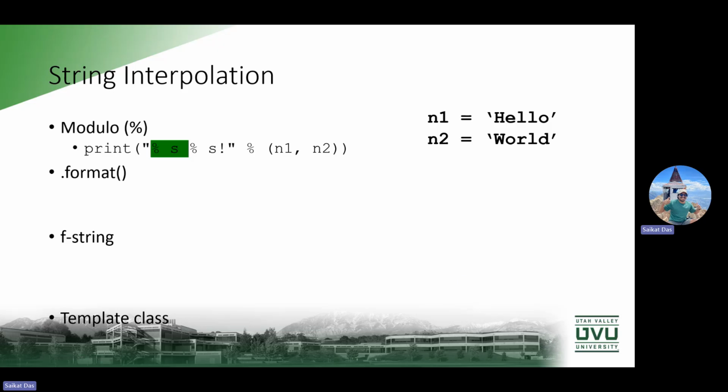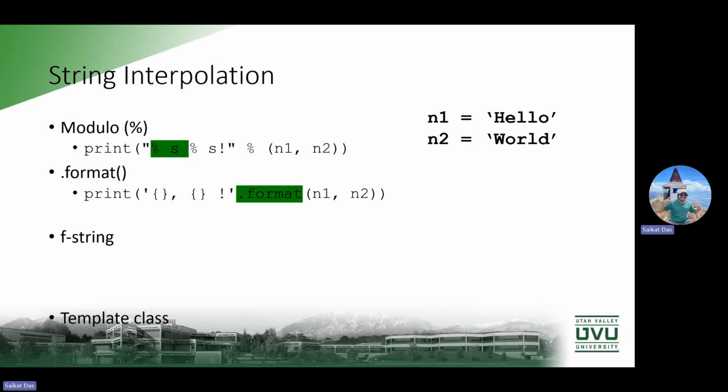Here are some examples of the modulo operator. If it is a string, we need to use %s. If it is an integer, we need to use %d. If it is a float, we need to use %f. But it's still an old version. But at least you need to know how you can work with those. So N1 is hello, N2 is world. Those two are strings, right? That's why we write %s for the first variable, then %s for the second variable, and then the modulo sign. In the parentheses, I'm writing N1 and N2. It will return hello world and the exclamation sign.